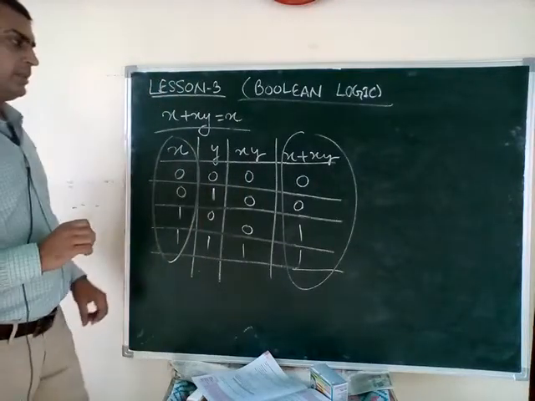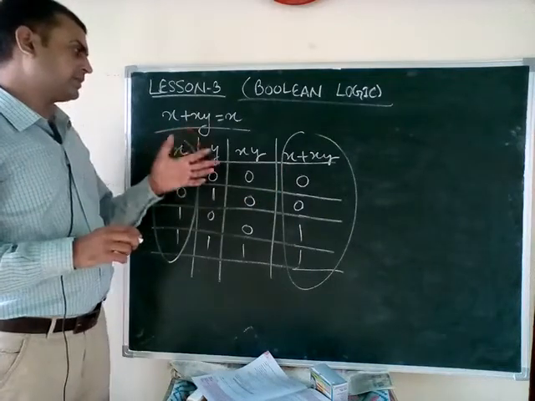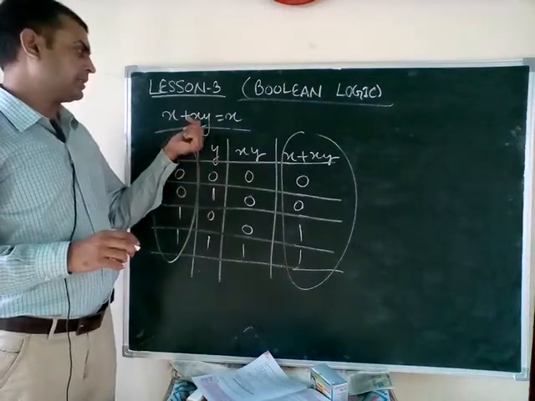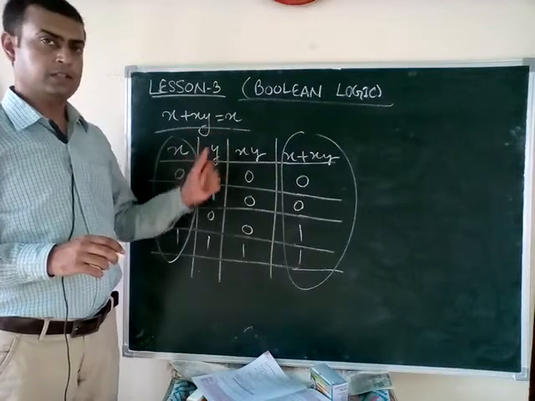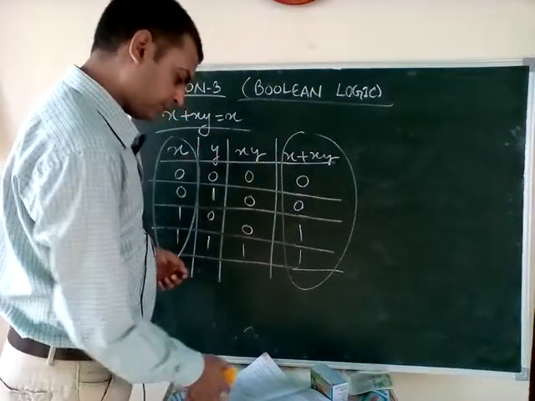Now you can see here both are equal. So this is the absorption law, that this is equal to this. So that's why we are telling x plus xy is equal to x. I hope this is clear to you. This is the question in your book also, it is given.